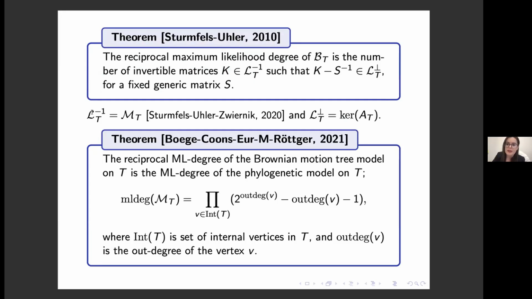So in fact, the two models, even though they were very, very different, happened to have this thing in common: the reciprocal maximum likelihood degree of the Brownian motion tree model is the same as the maximum likelihood degree of the phylogenetic model that I mentioned earlier.